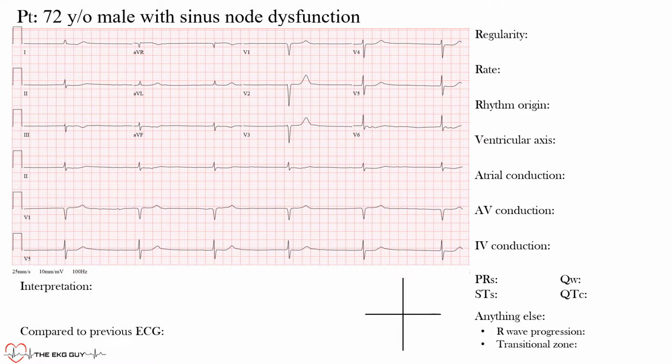And here we have a 72-year-old male with sinus node dysfunction presenting with this EKG. So what I'd like to do is go through these things on the right, okay? Try to address each one of these issues or aspects of the EKG, and then make a final interpretation. Once you're finished, restart the video and we'll go through it together.